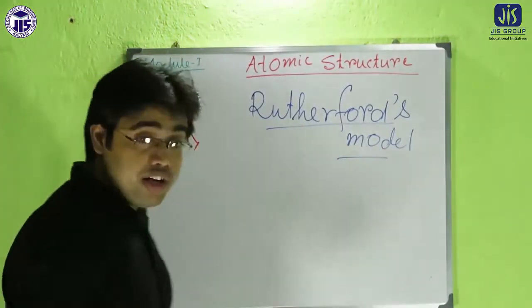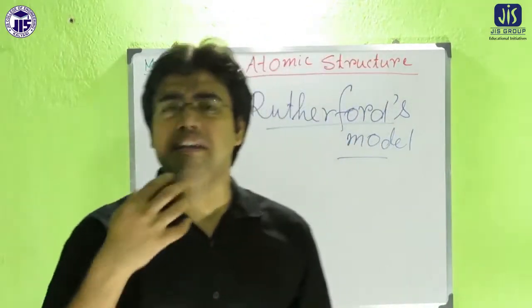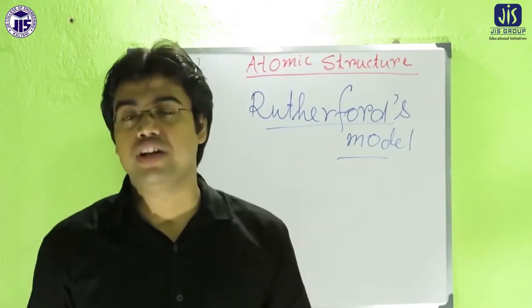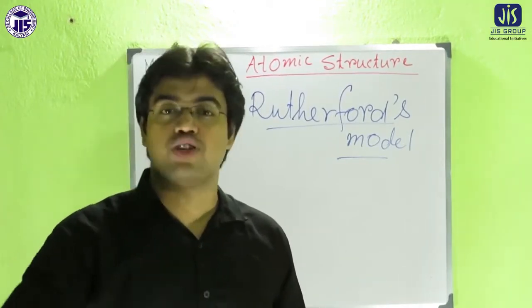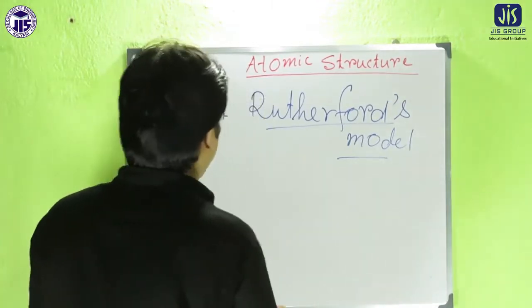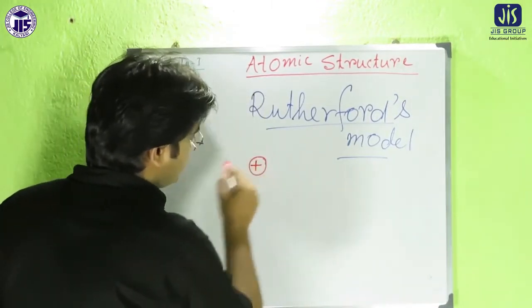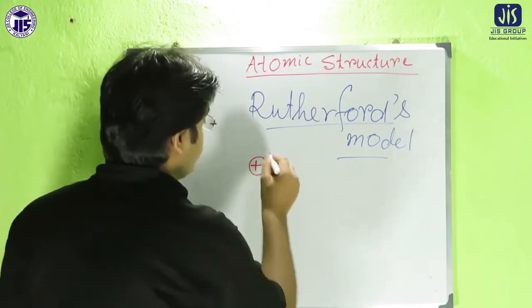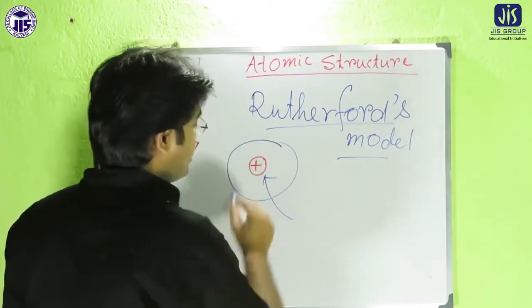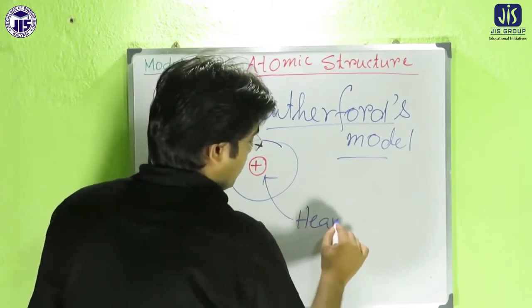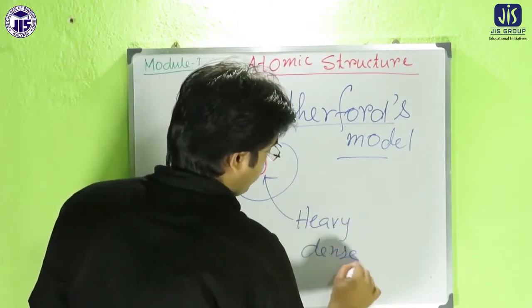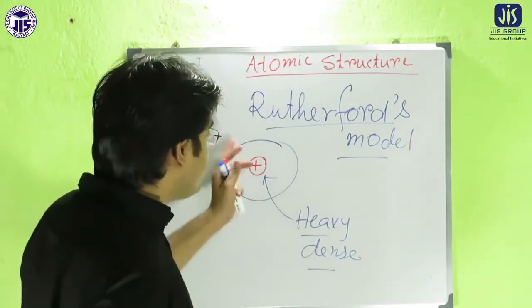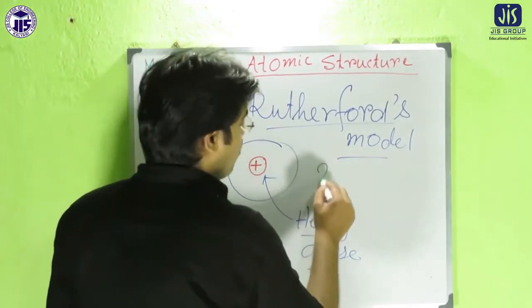Rutherford said that in the center part of the atom there is a heavy mass nucleus, and the nucleus carries the positive charge. So according to Rutherford, in the center part of the atom there is a heavy nucleus, heavy meaning very highly dense. The heavy dense nucleus exists. And then Rutherford said that the maximum part of the atom is vacant.